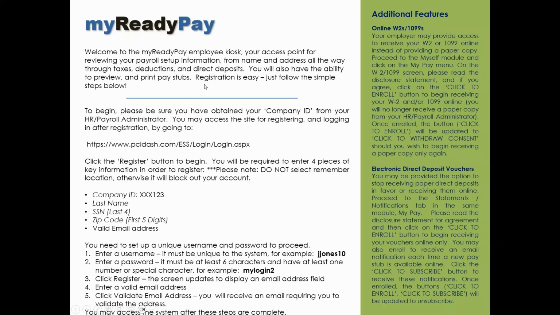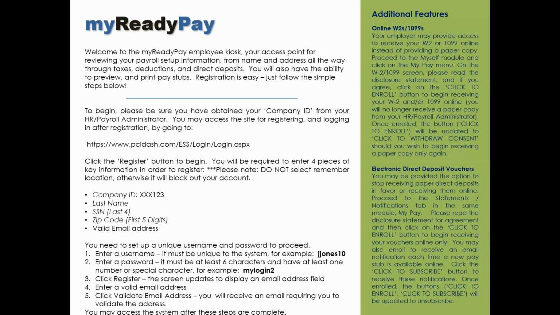There we go. And what it does is it gives the employee instructions on how to register for employee self-service in the first place. And we fill out this part for you, your company ID, and then the employee would fill out their last name, the last four of their social, their zip code, et cetera. And they would be sent to a link that will give them the opportunity to register for employee self-service. It's their own private portal.